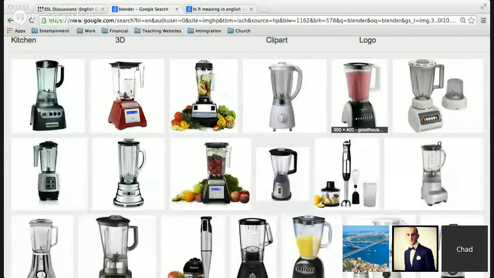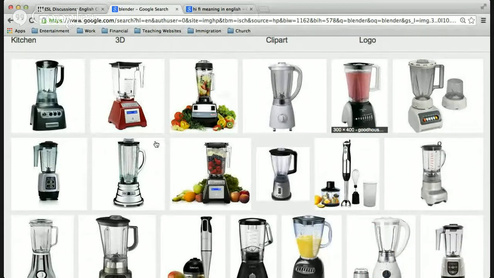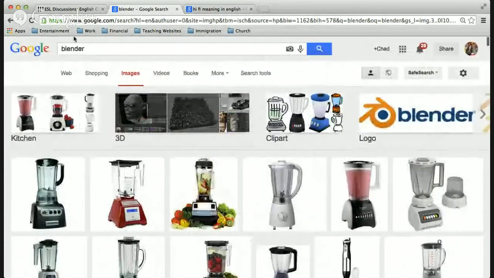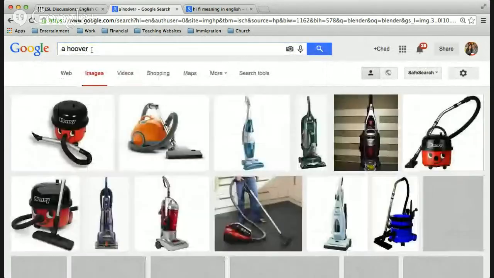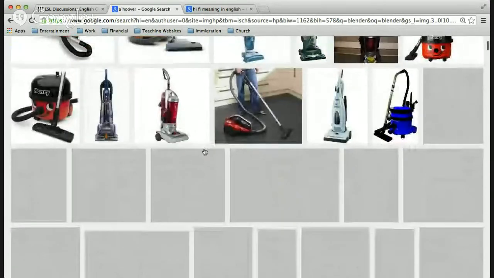If you don't have carpet, then you would probably never use one. Now, in the United States, we actually call it a vacuum cleaner. In the UK, I believe they call it a Hoover. Mainly, I think, because Hoover invented it, but I'm not exactly sure. But yeah, it's a vacuum cleaner.